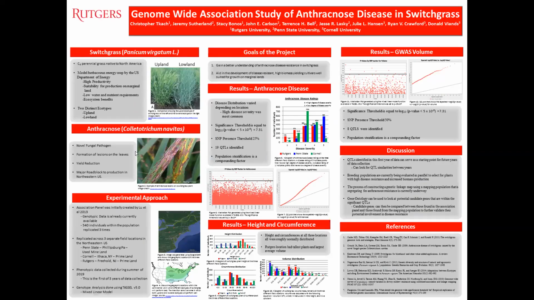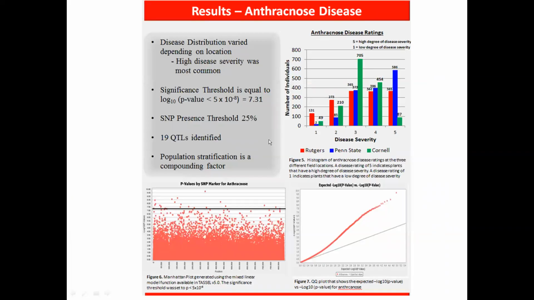So now we're going to zoom in on our anthracnose results shown right here. On the upper right portion of the screen, we can see a frequency distribution for anthracnose disease ratings at all 3 field sites. The Rutgers field site is shown by the red bars, Penn State corresponds to the blue bars, and Cornell corresponds to the green bars. Anthracnose disease ratings were measured on a 1 to 5 scale, with 1 being a low disease severity and 5 being a high disease severity. The Rutgers data was initially collected on a 1 to 10 scale and was then subsequently transformed to match the data collected from the other 2 locations.